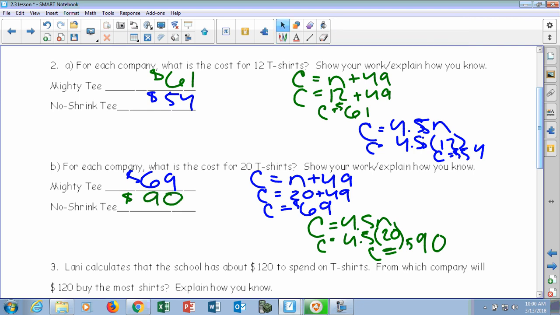So again, when we have a table, a graph, an equation, they can ask us whatever question they want, and we should be able to answer it. We're going to finish this up later. There's no homework today.